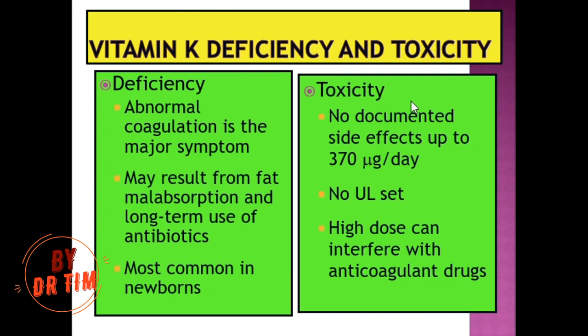Toxicity. What happens if we take a lot of vitamin K? There are no documented side effects up to 370 micrograms per day, and there is no upper limit set for the maximum dosage of vitamin K, and high doses can interfere with anticoagulant drugs. So an anticoagulant is an agent that prevents the clotting process.